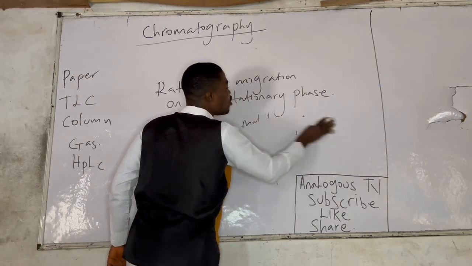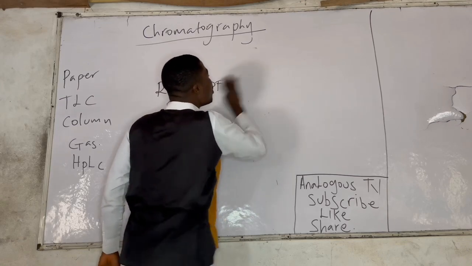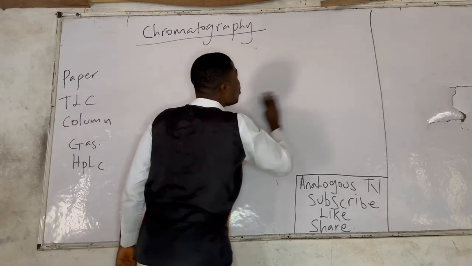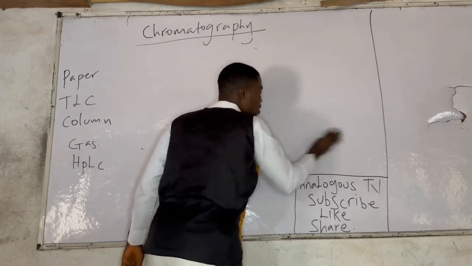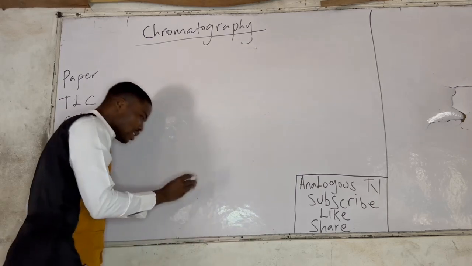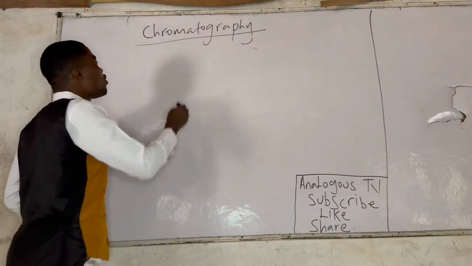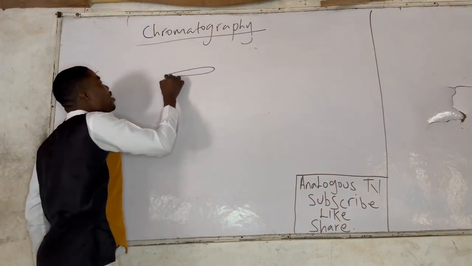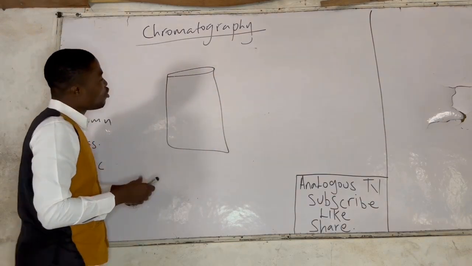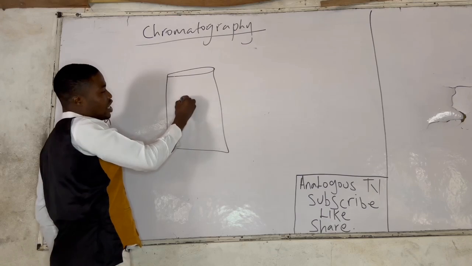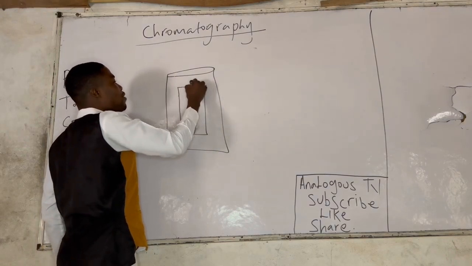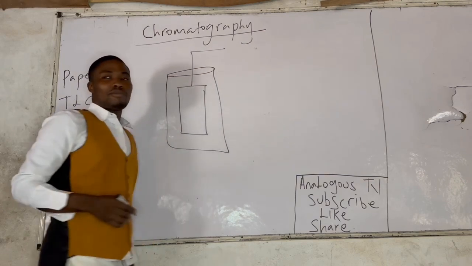Paper chromatography is used to identify compounds in a mixture, or to separate compounds in a mixture. What is the basic principle of paper chromatography? Let's say we have a reaction vessel. It might not be this big; let's make it smaller, just for clarity. So I have a paper, and I'm going to suspend the paper.